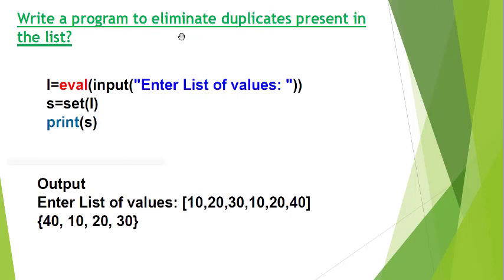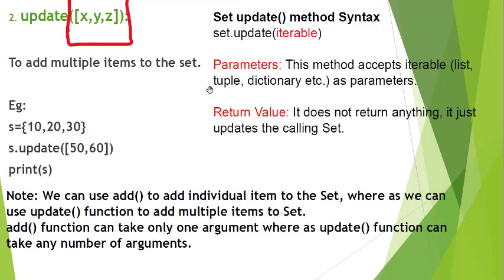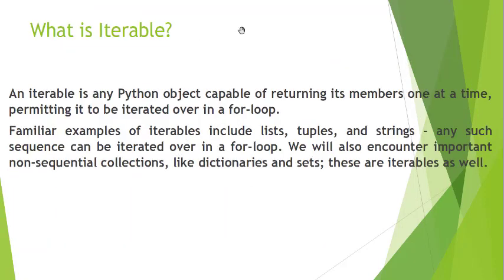Now, if you want to remove the duplicate elements in a list, you simply have a list with the duplicate elements, then convert that into a set. The duplicate elements will be automatically removed. Now you have the set add function, set dot add element. This is self-explanatory. Just go through these notes. You can update things, use functions, and so on.